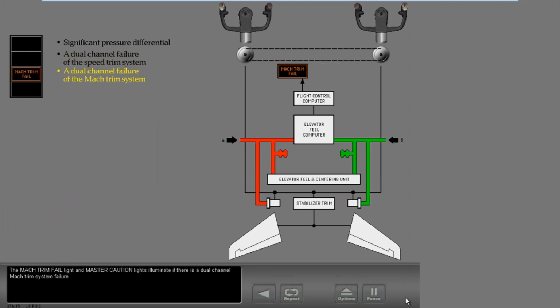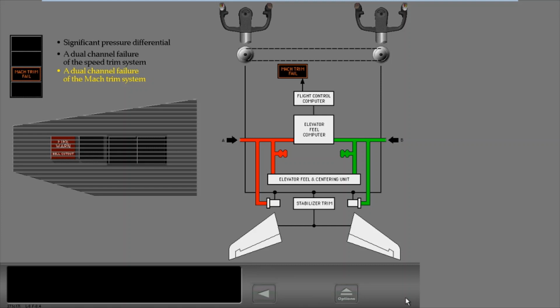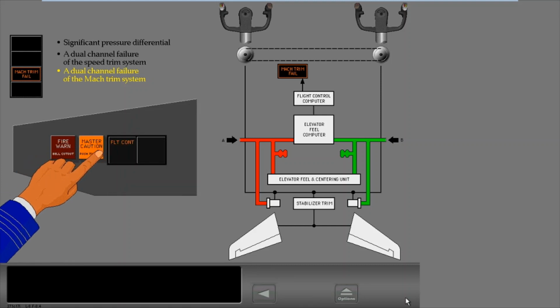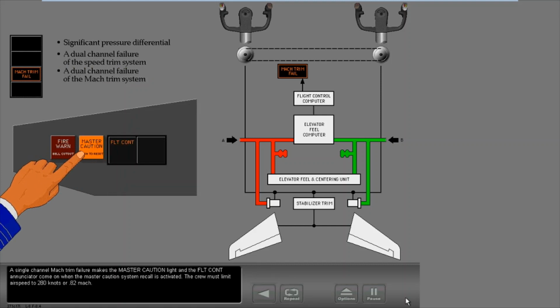The Mach trim fail light and master caution lights illuminate if there is a dual-channel Mach trim system failure. A single-channel Mach trim failure makes the master caution light and the flight control annunciator come on when the master caution system recall is activated. The crew must limit airspeed to 280 knots or 0.82 Mach.